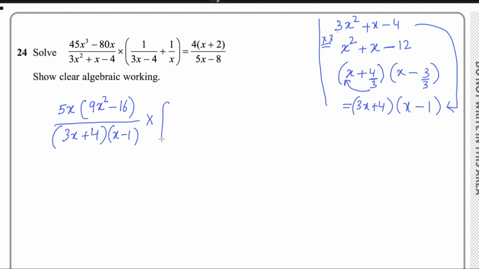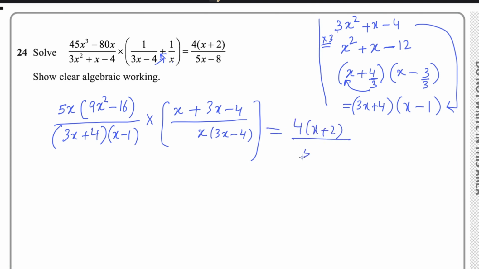Now we can simplify this inside the bracket. Easiest way, just do the cross multiplication. The LCM for these two fractions is x and 3x − 4. Easiest way, we will multiply x by 1 and 3x − 4 will multiply by 1. So we do cross like this. We get the answer (x + 3x − 4) over x(3x − 4), and then equals to 4(x + 2) divided by (5x − 8).